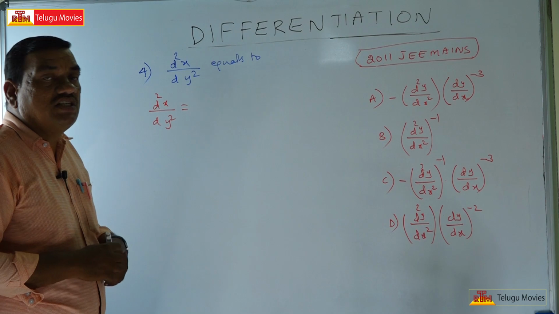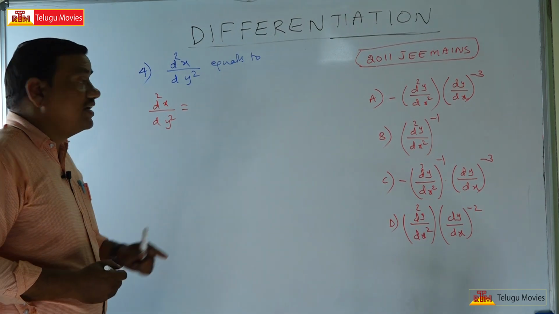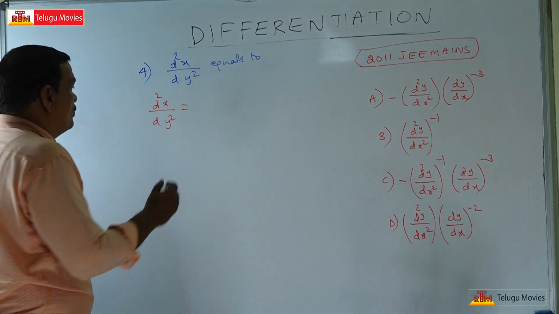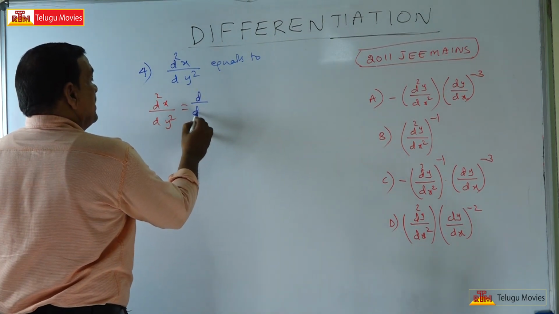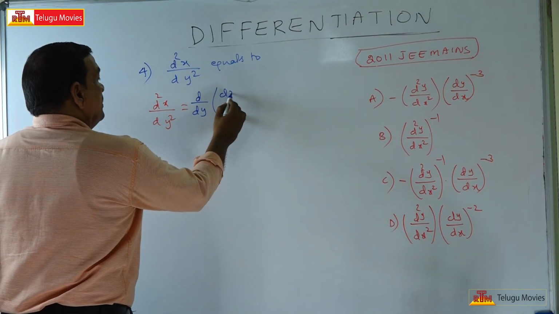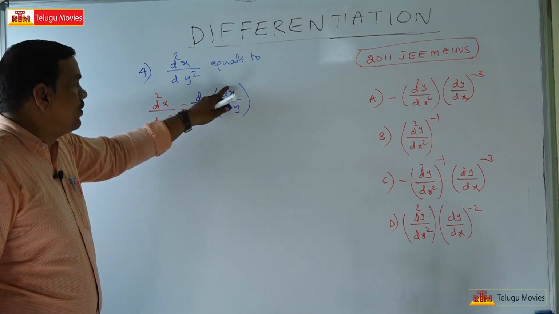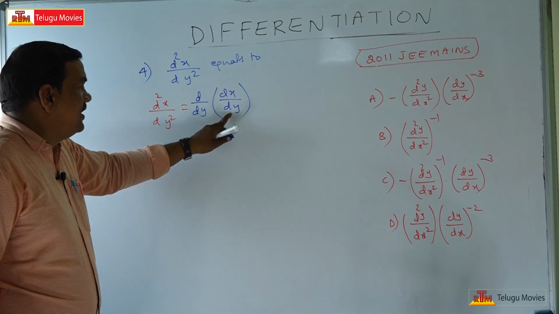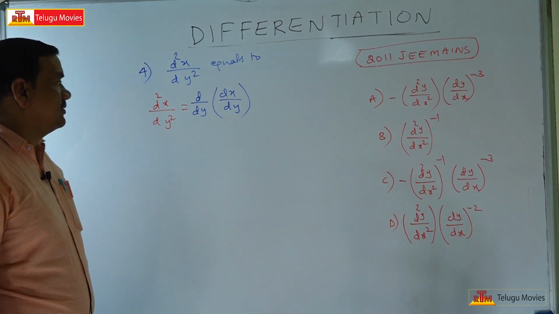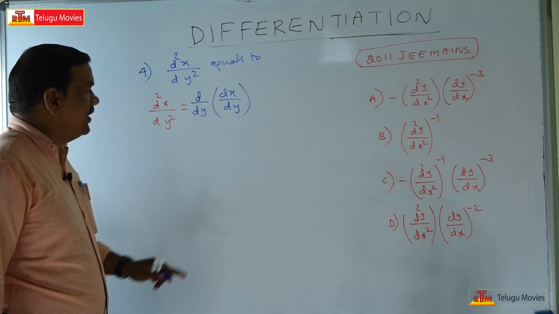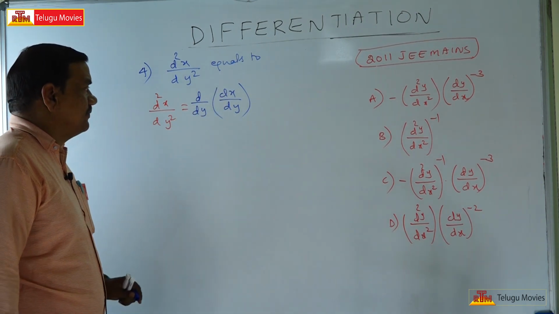First of all, this is a second order derivative, that means a differentiation of x with respect to y 2 times. So, this is nothing but d by dy of dx by dy. Understand this. See here, this is with respect to y you are doing, this is dx by dy.